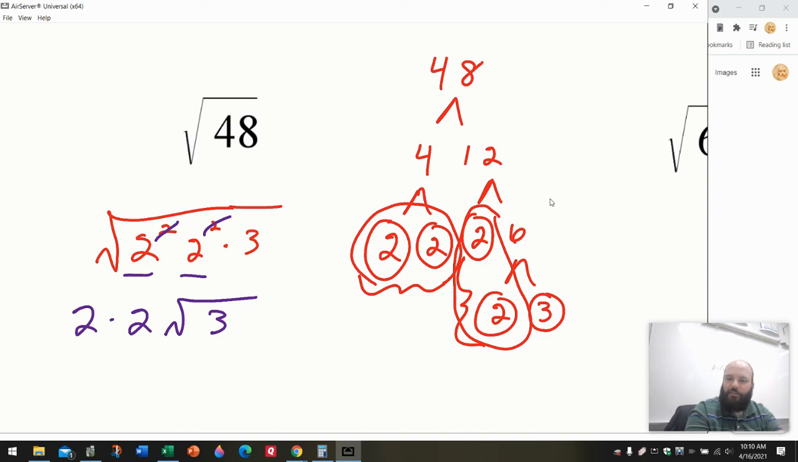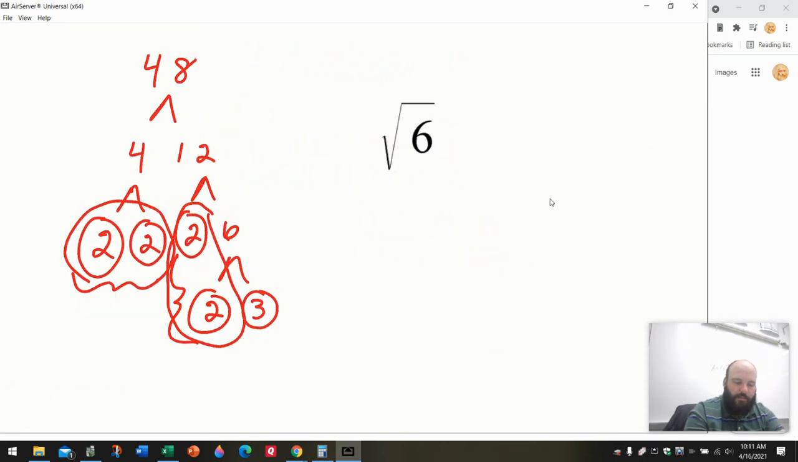Now, the last thing to do here is to multiply the two 2s. That gives me 4 square root of 3. And there is our final answer. So you can see that this way seems to be a little bit more complex, but it is definitely a better strategy for when you have bigger numbers under the radical.